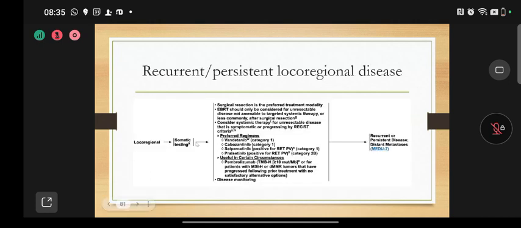So if there is any local regional recurrence, as I already told, surgery is the first modality. If surgery is not possible, only then should we go for external beam radiotherapy, that is, in an unresectable situation. And systemic therapy is considered only when the disease is progressively increasing or the patient is symptomatic.